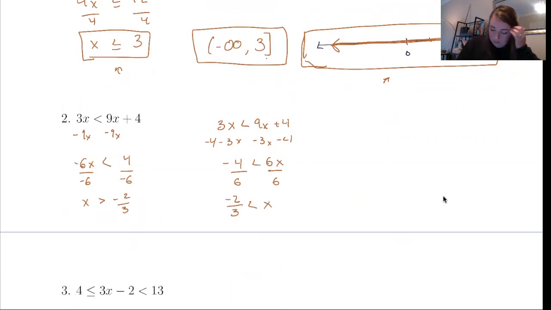Neither of these are incorrect. One thing is smaller than x, x is bigger than that same thing. Just two different ways of writing the same thing.